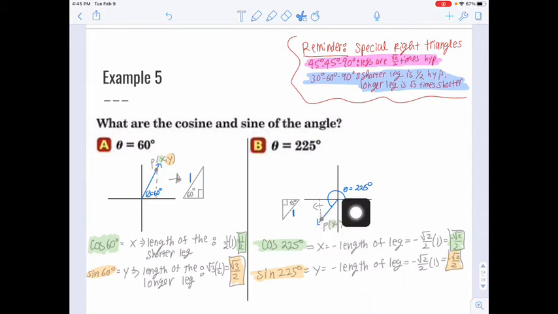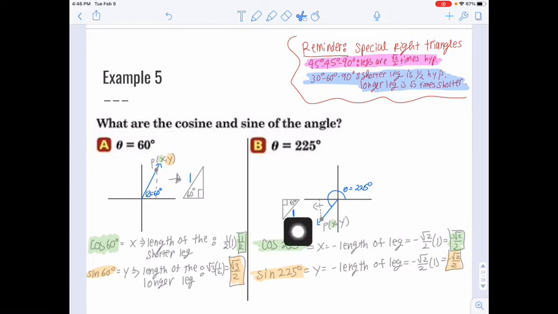Now here, we have 225. We know that this straight line is going to be 180. So this little extra piece right here to get to 225 is going to be another 45 degrees. Again, if we drop down a perpendicular, we can draw a right triangle. So we have our 90 degree angle from the perpendicular. We have this extra 45 degrees here, which means our other angle is going to be 45. So we have a 45, 45, 90 triangle, and both of the legs are going to be square root of 2 divided by 2 times the hypotenuse.